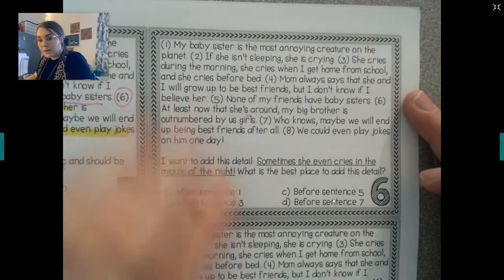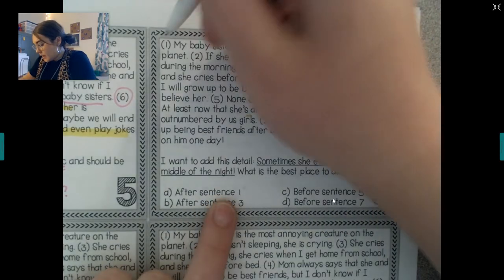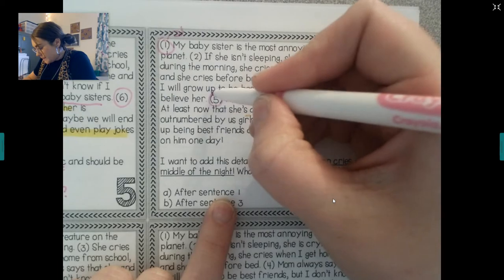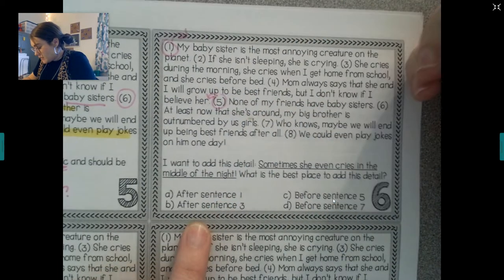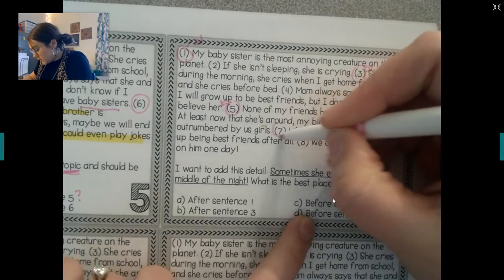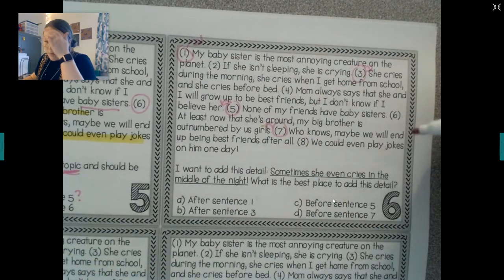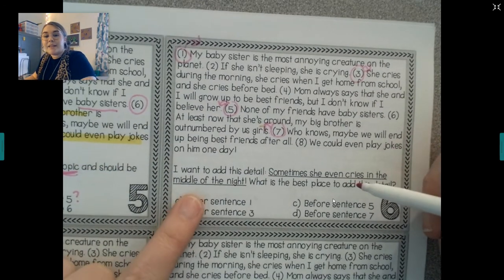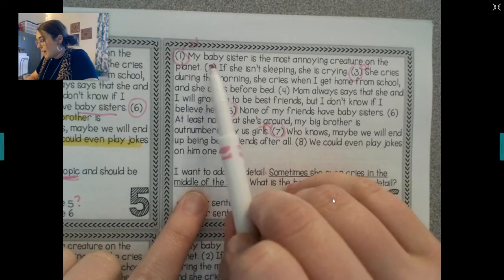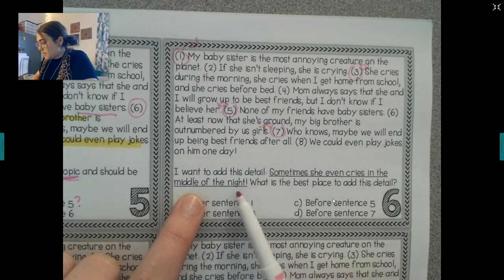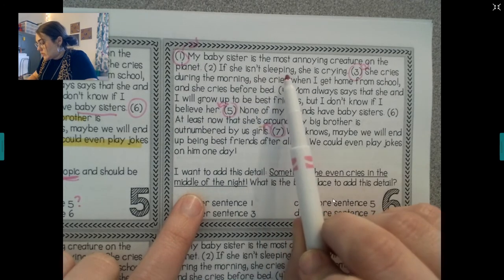Oops, sorry. So I'm going to go through and circle after sentence 1, before sentence 5, after sentence 3, or before sentence 7. I'm going to reread this paragraph, and as I'm reading, I'm going to add in this sentence. My baby sister is the most annoying creature on the planet. Sometimes she even cries in the middle of the night. If she isn't sleeping, she's crying.